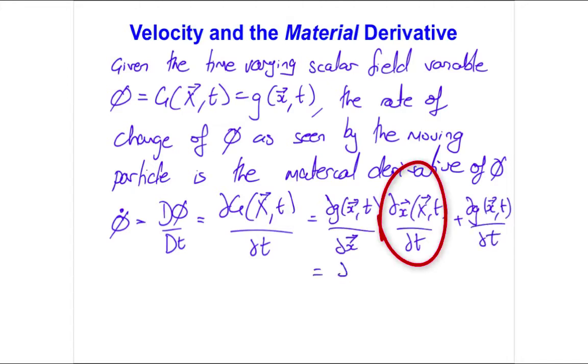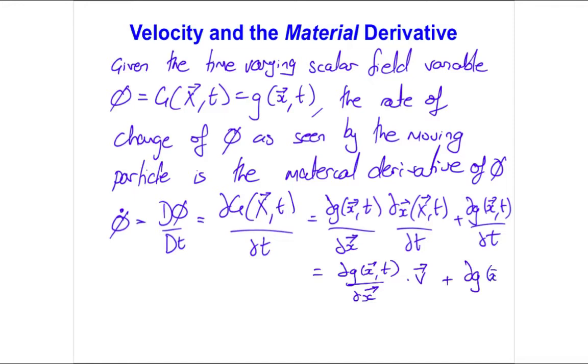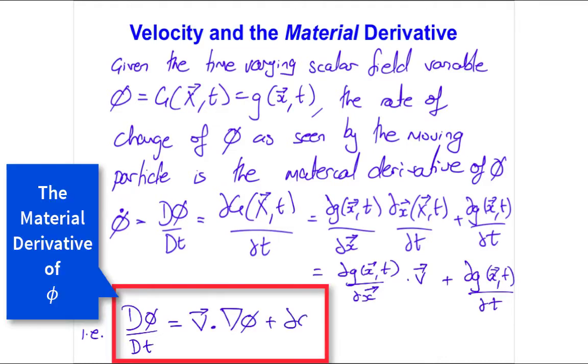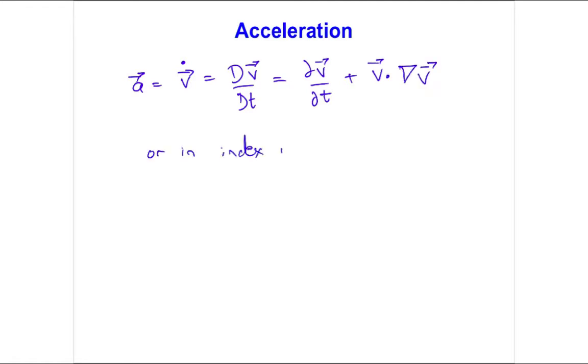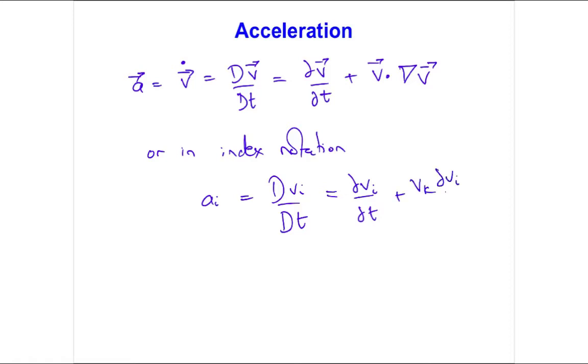But ∂x/∂t is v, so this is ∂g/∂x times v plus ∂g/∂t. Or, in terms of phi, we can write that the material derivative capital D phi dt is equal to v dot grad phi plus ∂phi/∂t. The acceleration is the material derivative of the velocity, v dot or capital Dv dt, which therefore equals ∂v/∂t plus v dot grad v. Or, in index notation, the components of the acceleration are a_i equals Dv_i/Dt equals ∂v_i/∂t plus v_k ∂v_i/∂x_k.